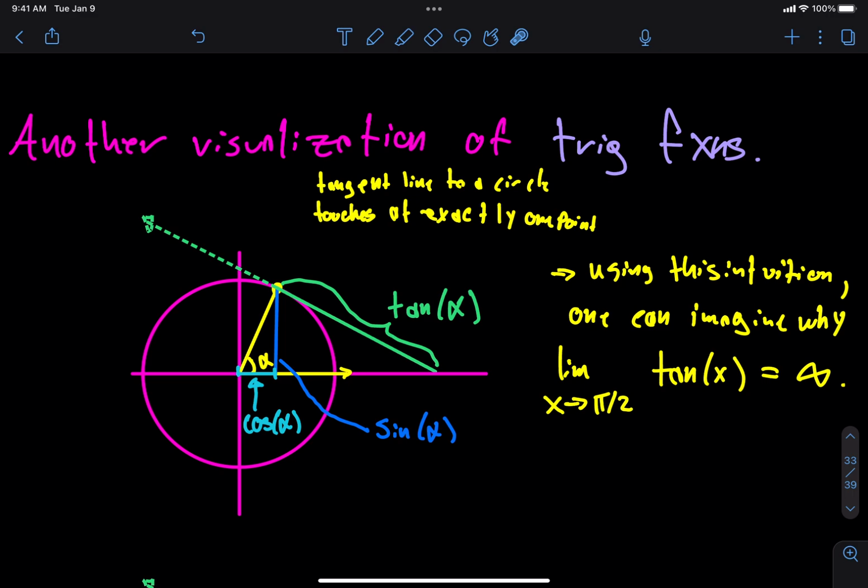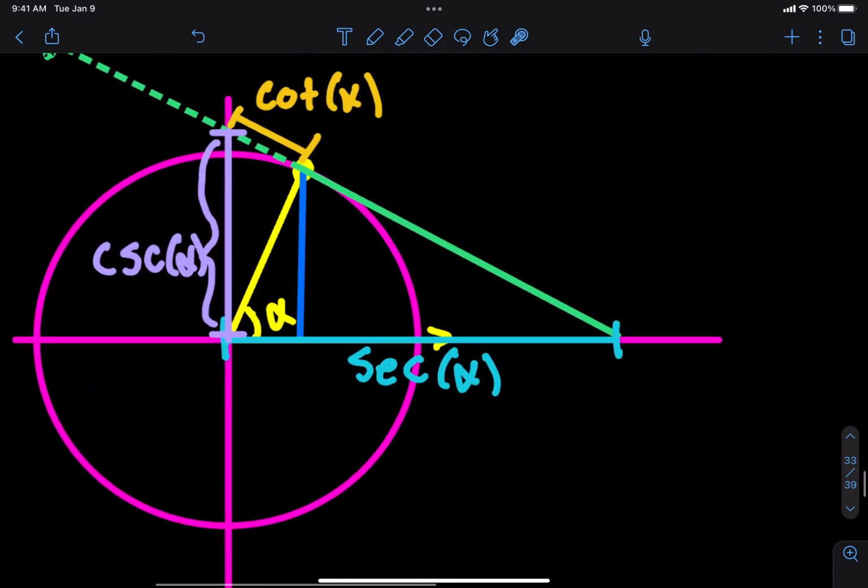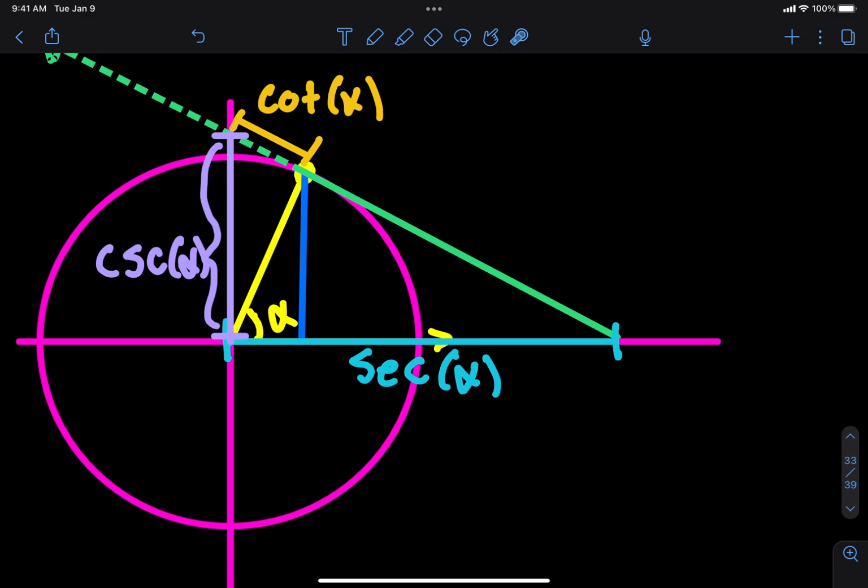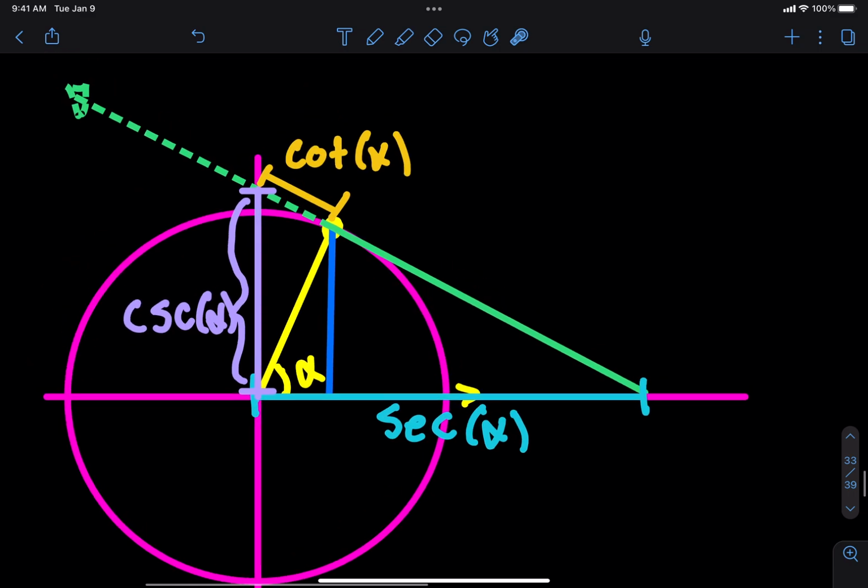Some of the other ones we can also visualize, and I don't think it's really important to understand this, to be honest, but it is interesting, I think, to see it at least once in your life. So tangent goes from here to here. Cotangent is going to be not the distance from this point to the x-axis on this line of tangency, but the distance of this point to the y-axis on this line of tangency. Okay, so that's what is going to be cotangent. So tangent goes from here to here.